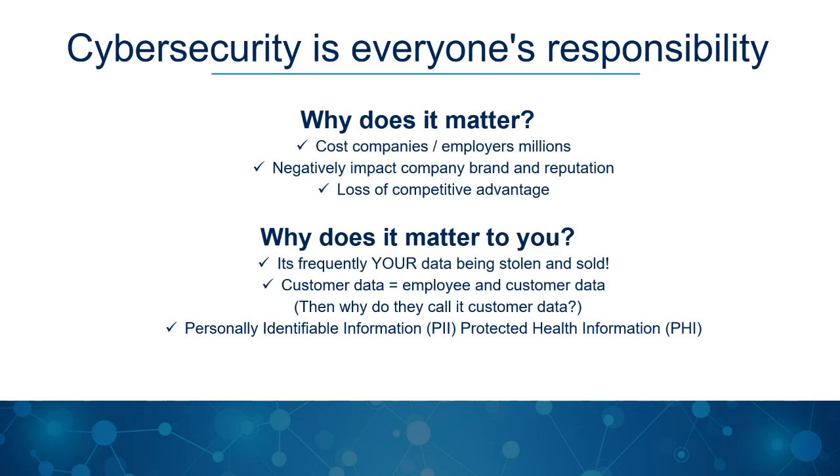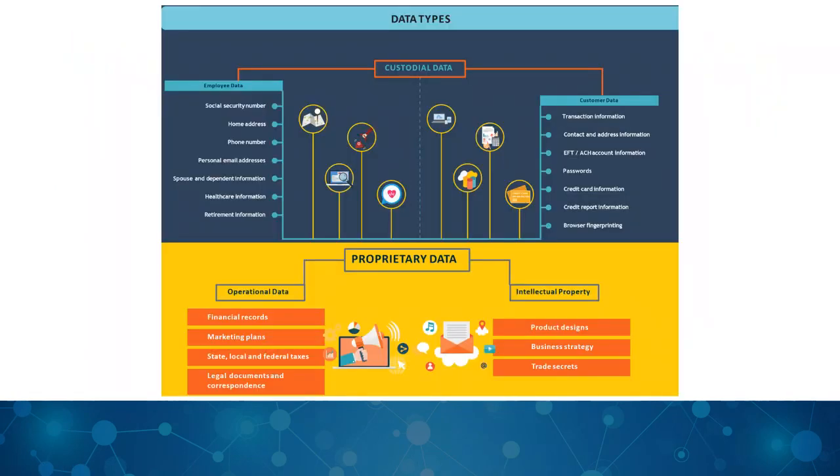So in this next slide, as you see, we've got our very different data types. We've got employee data, customer data, operational data, and our intellectual property, our trade secrets, our special sauce. All of these things, each one individually, is worth protecting. All of this together, it's critical that you protect these things. So with that, what can you do?